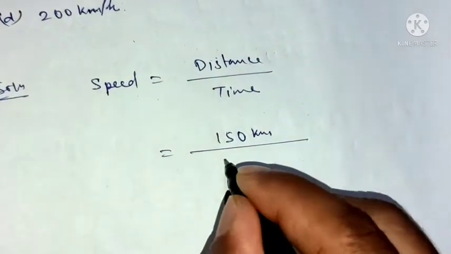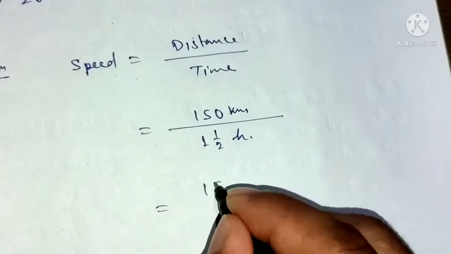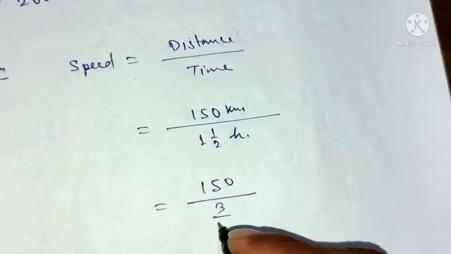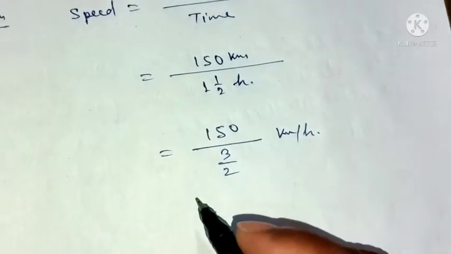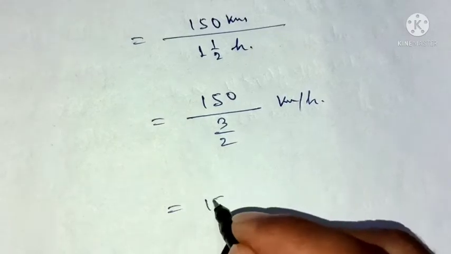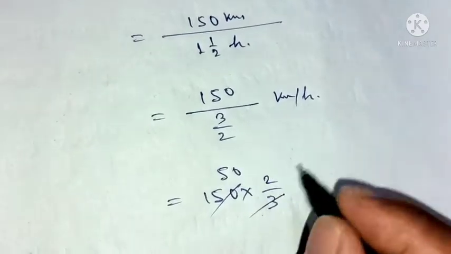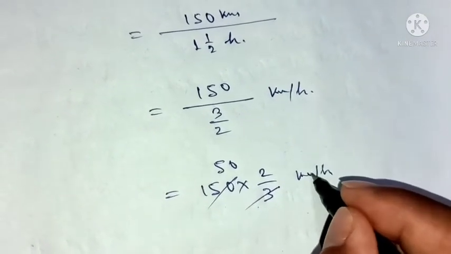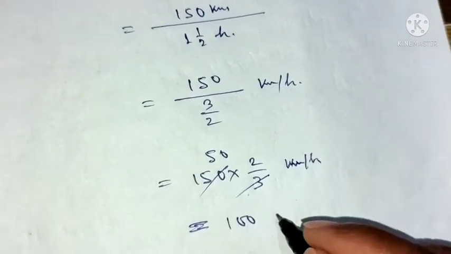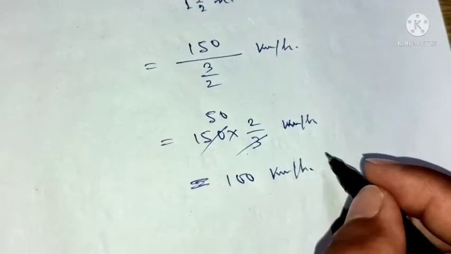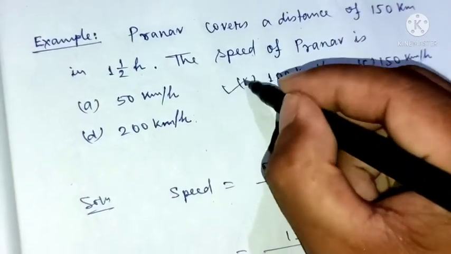That means 1 and 1/2 hour is here. As it is a mixed fraction, convert into improper. So it is 3/2. And there is kilometer and below hour. So kilometer per hour. After that, 150, then this 3/2 will become 2/3. Cancel it. We get 50. The unit is kilometer per hour. So the option is B.